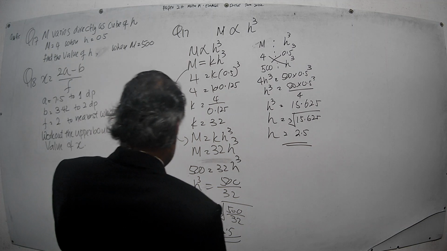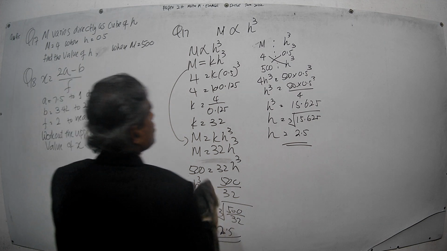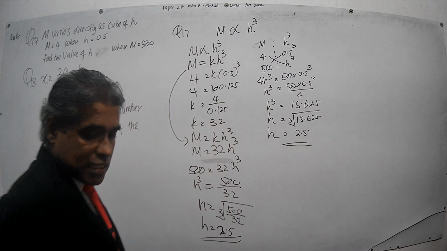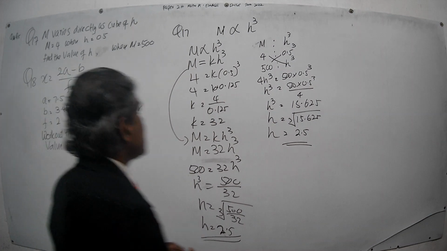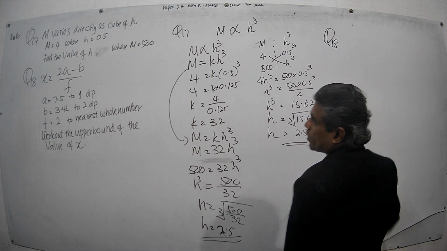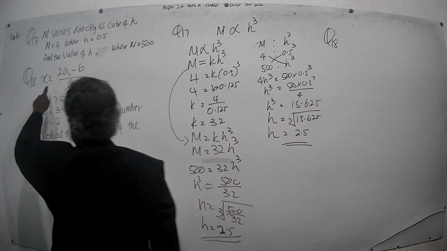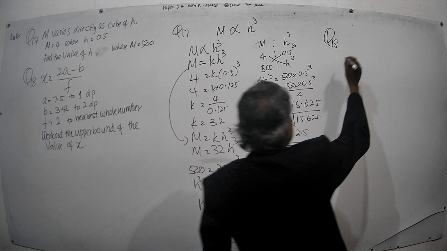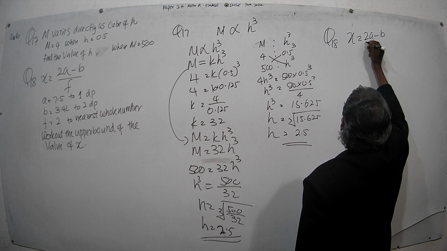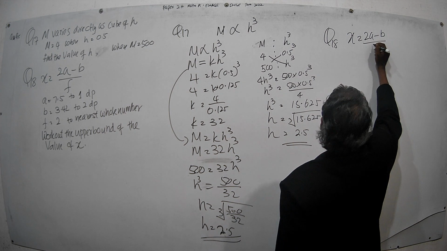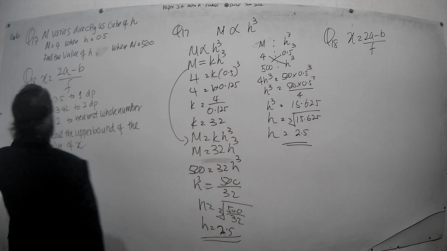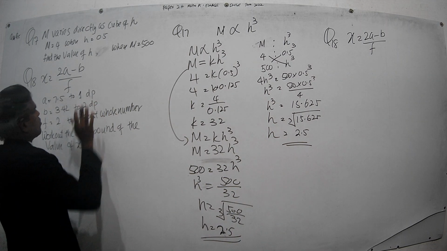Then we got question 18. I'll do question 18 here. Question 18 says x equals 2a minus b over f. They say a equals 7.5 to 1 decimal place.